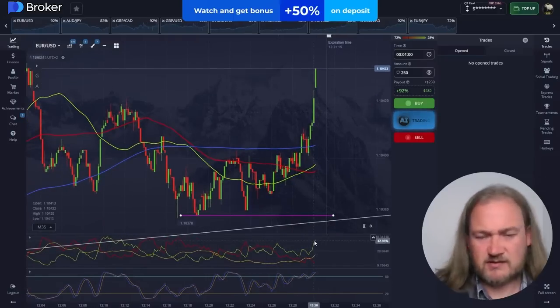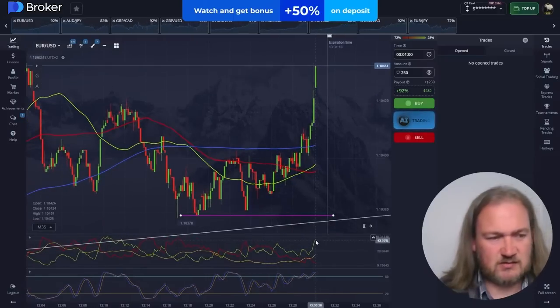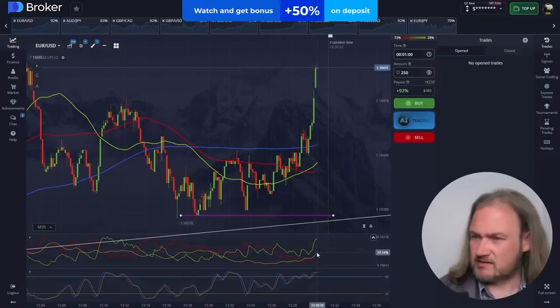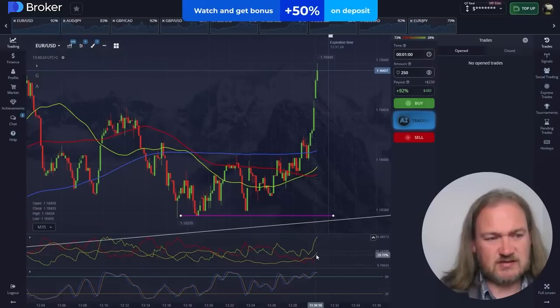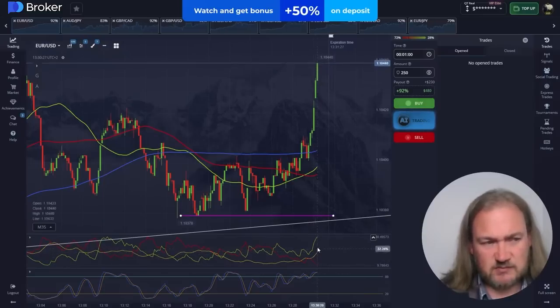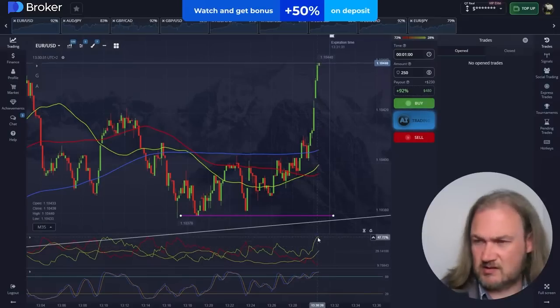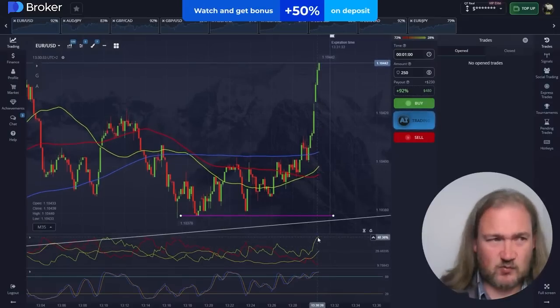Okay, so see how my DI is spiking at the moment. The DI plus is spiking really well. But look at how quickly my ADX is coming up as well. That means that this move is gaining momentum. So taking a reversal trade, yeah, it would be too risky for me. Way too risky.